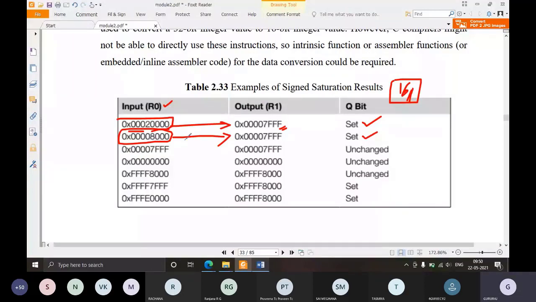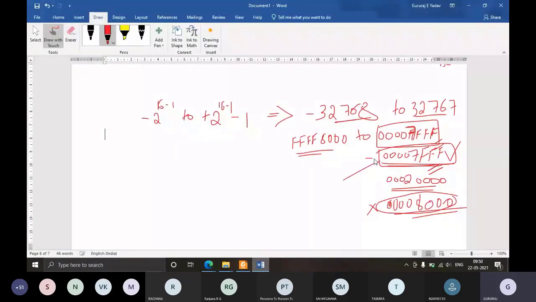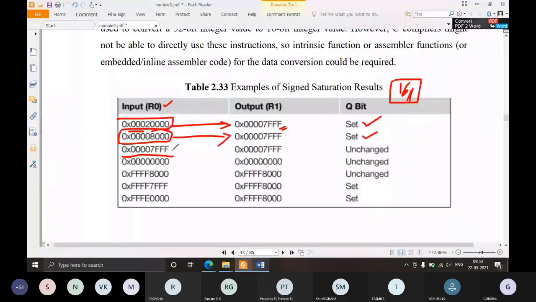Okay. So next you can see the example. The input value is 4 zeros followed by 7FFF. Since it is 4 zeros initially, that means it's a positive value. And the value is 7FFF. So whether this is in range? Yes, this is in range with the maximum value you can represent. So the value will be kept as it is because it is in range. So whatever the value of R0 is preserved as it is, and the Q flag is not set. You can see there the Q flag is unchanged. So whatever the previous value of the Q bit, the same will be maintained.